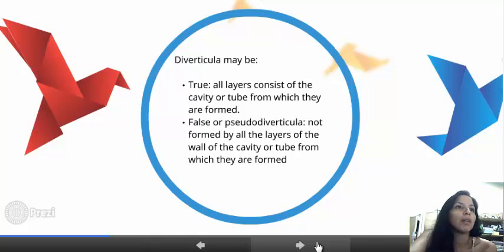The oxygen and nutrient-rich environment found on the left side of the heart results in rapid growth of organisms, which form clumps known as vegetations.